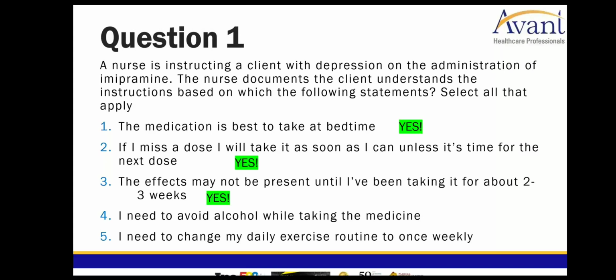I need to avoid alcohol while taking the medicine. I think this one is pretty straightforward. I think most of us can agree that alcohol really is not good with any medication. So that is a yes. Do I need to change my daily exercise routine to once weekly? Well, remember the question is asking about the following statements regarding imipramine and antidepressants. Do antidepressants affect how we exercise? Is that something that's dependent on that?